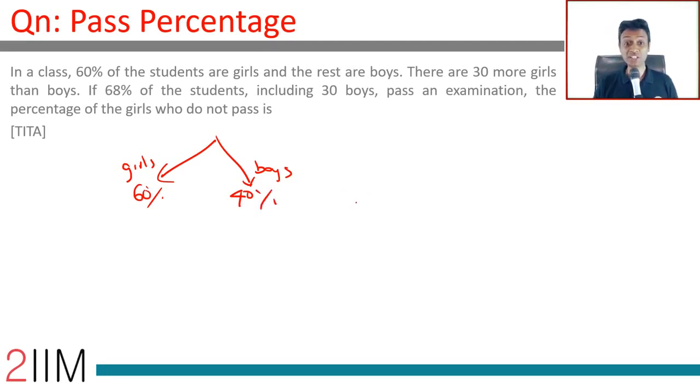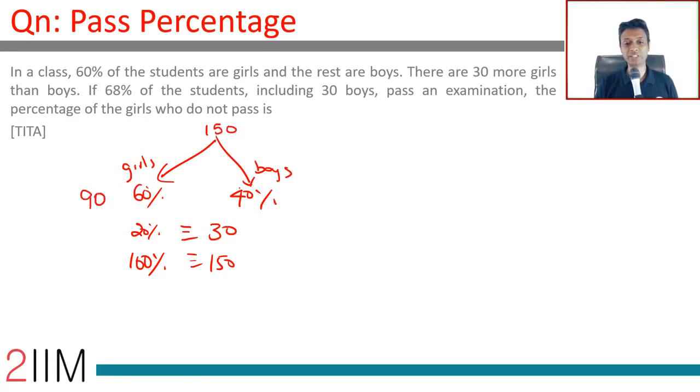There are 30 more girls than boys. 30 more girls than boys. That's a big giveaway. 20% more girls than boys. 20% of total. 20% is 30, or 100%. Overall total is 5 times this, 150. So there are 150 people in this classroom.